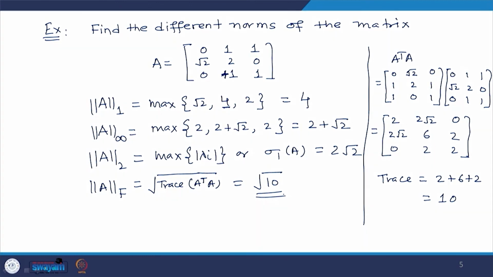So, in this lecture we have learned some applications of singular values: how to find the range space and null space of a given matrix using the singular value decomposition, and how to calculate the pseudo inverse using the singular value decomposition. Then we defined some matrix norms, and we saw with the help of an example how to calculate all of them. In the next lecture we will see another very important application of singular value decomposition in machine learning, that is low rank approximation.